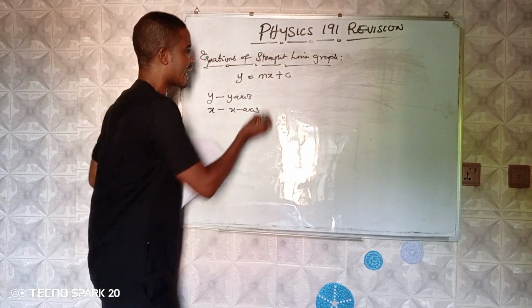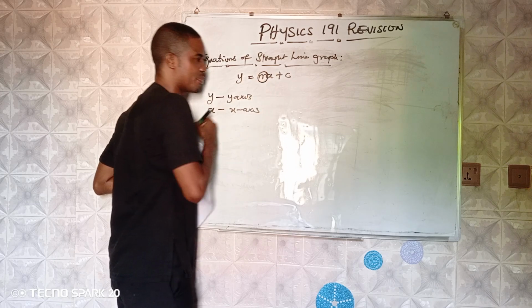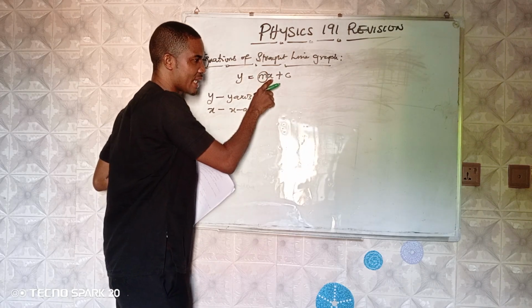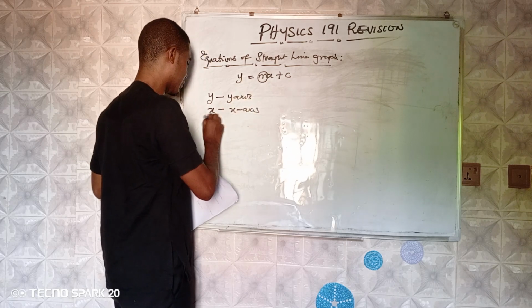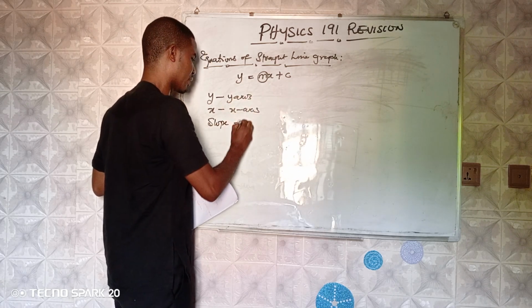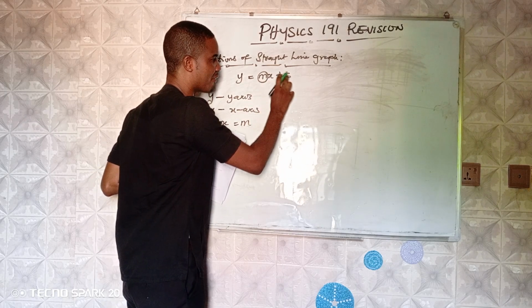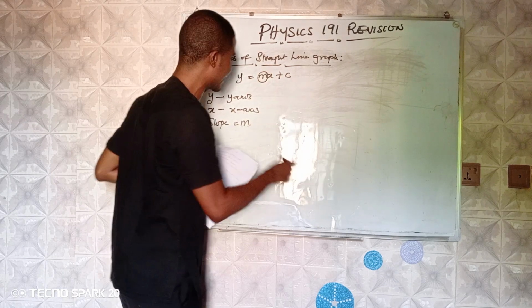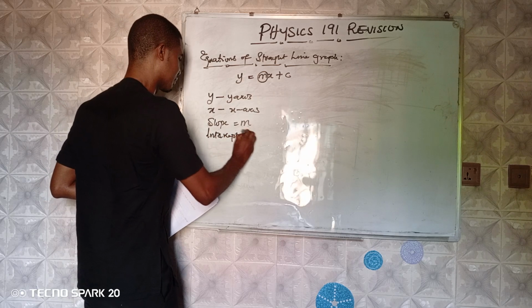Now listen. Any person attached to the x-axis by virtue of multiplication is your slope. Slope is equal to m. And any person attached to the x-axis by virtue of plus or minus is your intercept. Intercept is c.